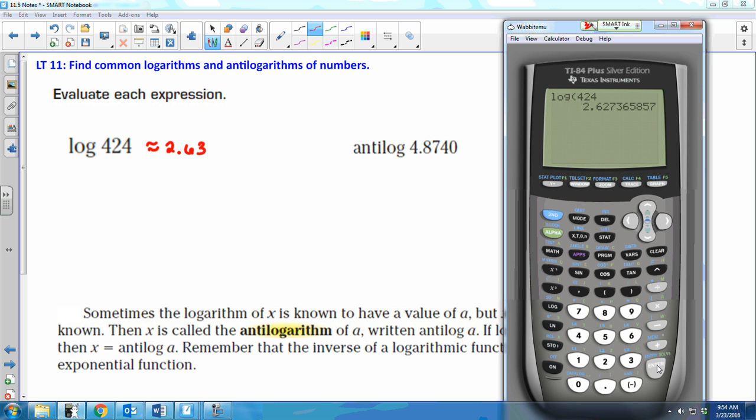If you're finding the anti-log, right, that's the inverse. And so that would be then the exponential form we've been talking about. So since a common log has base 10, we'd have 10 to that power. Okay? So if you're going to do that, then you would use 10 to the 4.874 power. And conveniently, if you hit second log, there is 10 to that power.